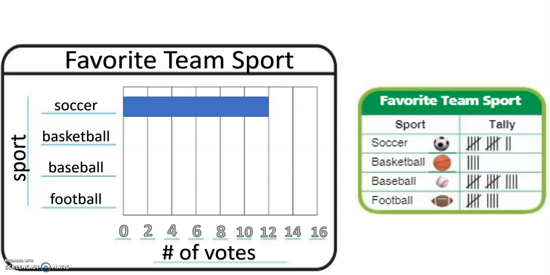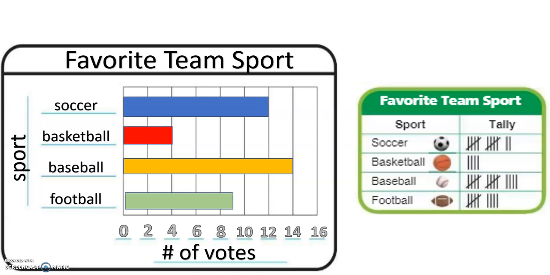When I look at basketball, I see it's going to go to the 4, which is right there. And then baseball is going to go to 14. And then football. Well, football's 9. And 9 isn't 2, 4, 6, 8, or 10, right? So football is actually going to go halfway between 8 and 10. Because 9 is halfway between 8 and 10. That's how you turn a tally chart into a bar graph.